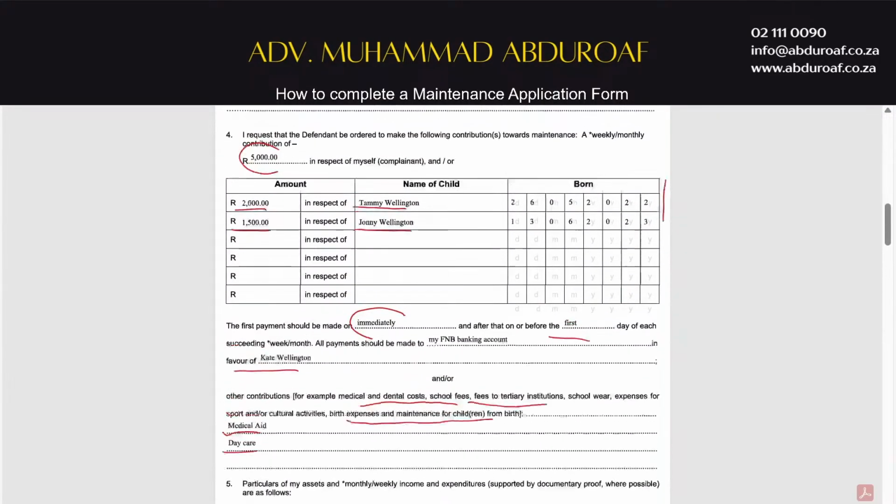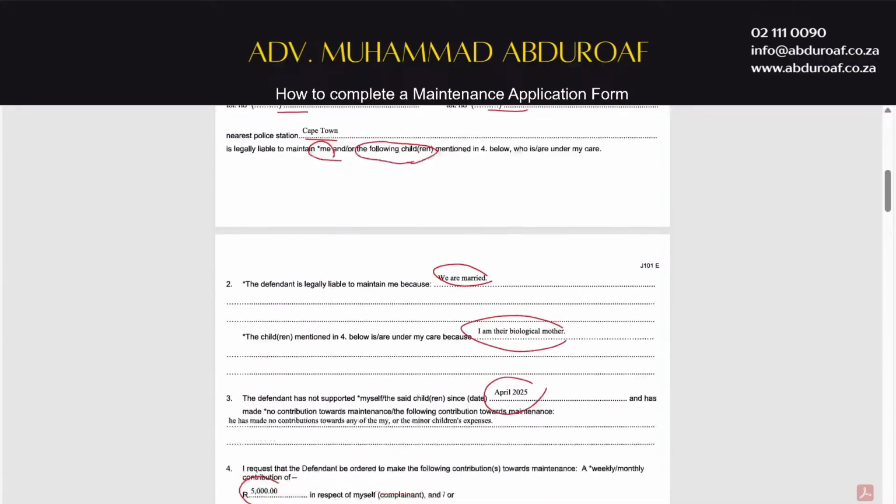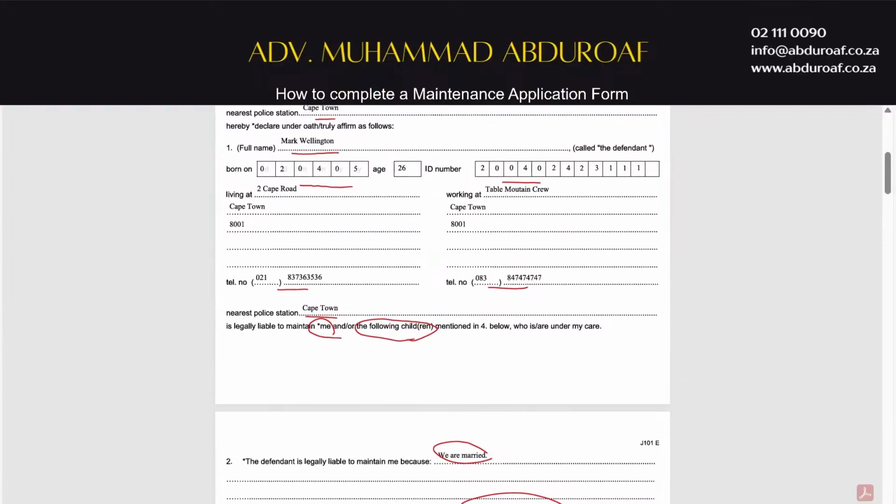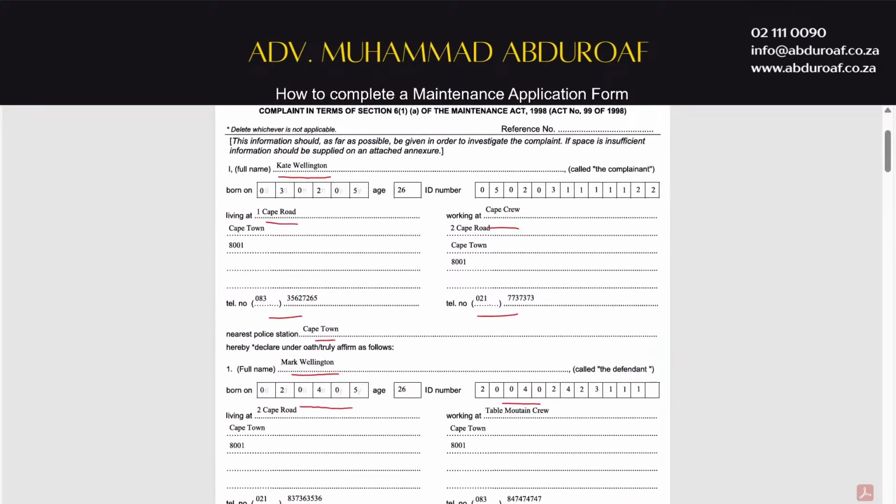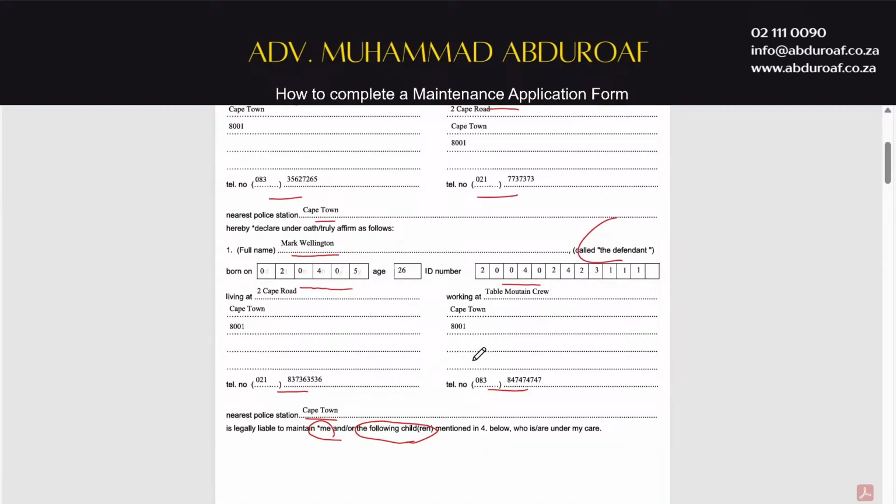And in this specific example, the other party is Mr. Mark Wellington from 2 Cape Road, Cape Town, and they will inform Mr. Wellington about the maintenance complaint laid by the complainant. You can see here, complainant, and he is the defendant. And they will inform him about that, and obviously they will inform him to please bring with him his financials, his income, and his expenditure. If I'm correct, they still do it for the last 3 months.